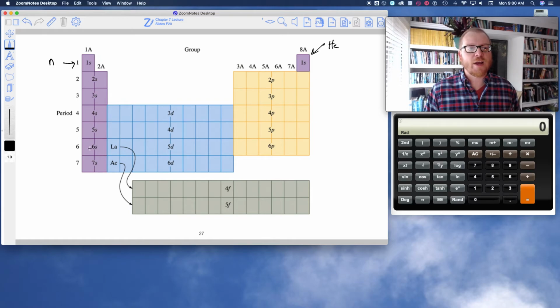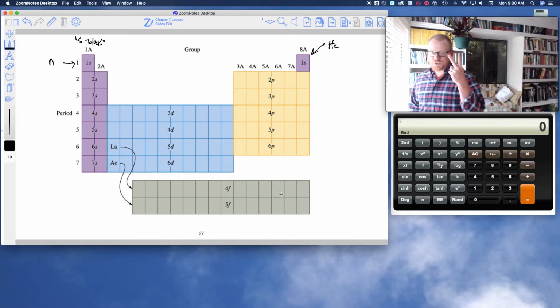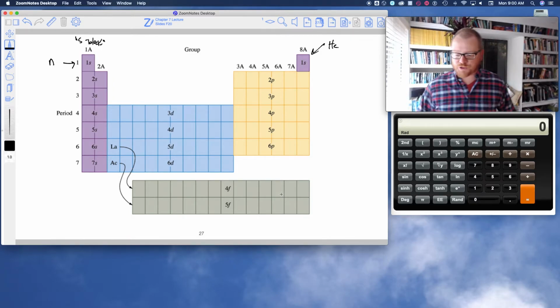And if you now look at the rest of these, look, 2s, 3s, 4s, 5s, 6s, 7s. This makes up our s block. The s block. And you notice that there's 2. And you'll see why there's 2 in a moment.